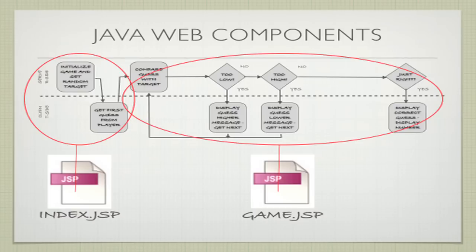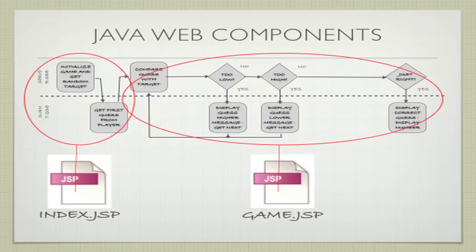But for now, we're focusing on JSP, so it will act as both controller and view. I think the best way to do this is to have one JSP file that will basically be the introductory page. It will be handling initializing the game and setting the random target, and then showing the initial form.